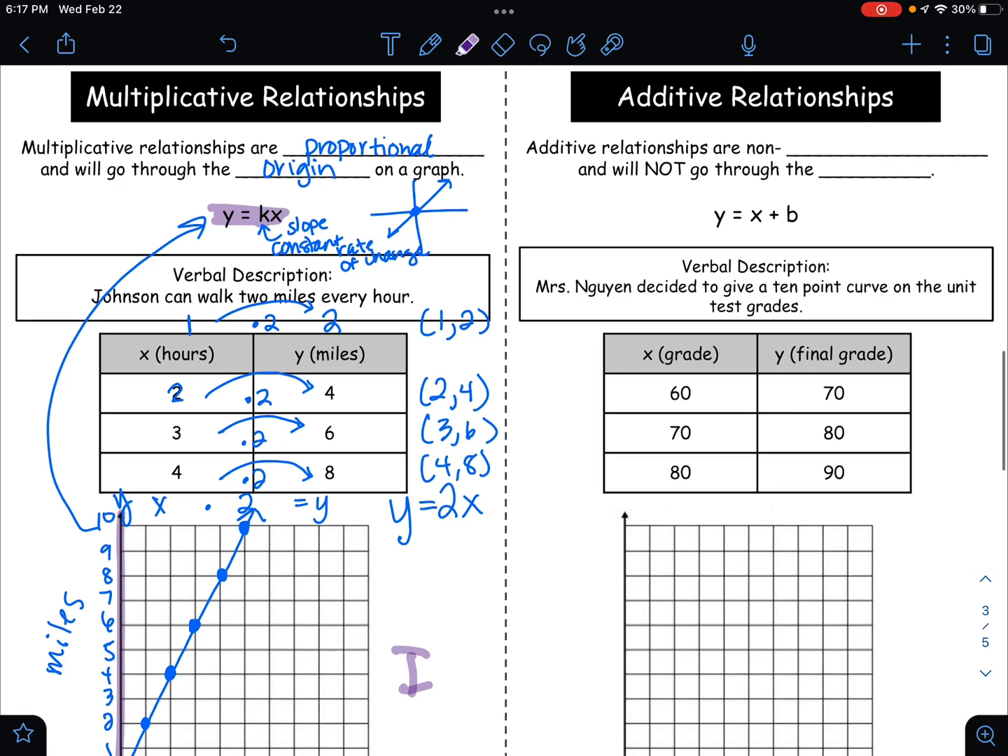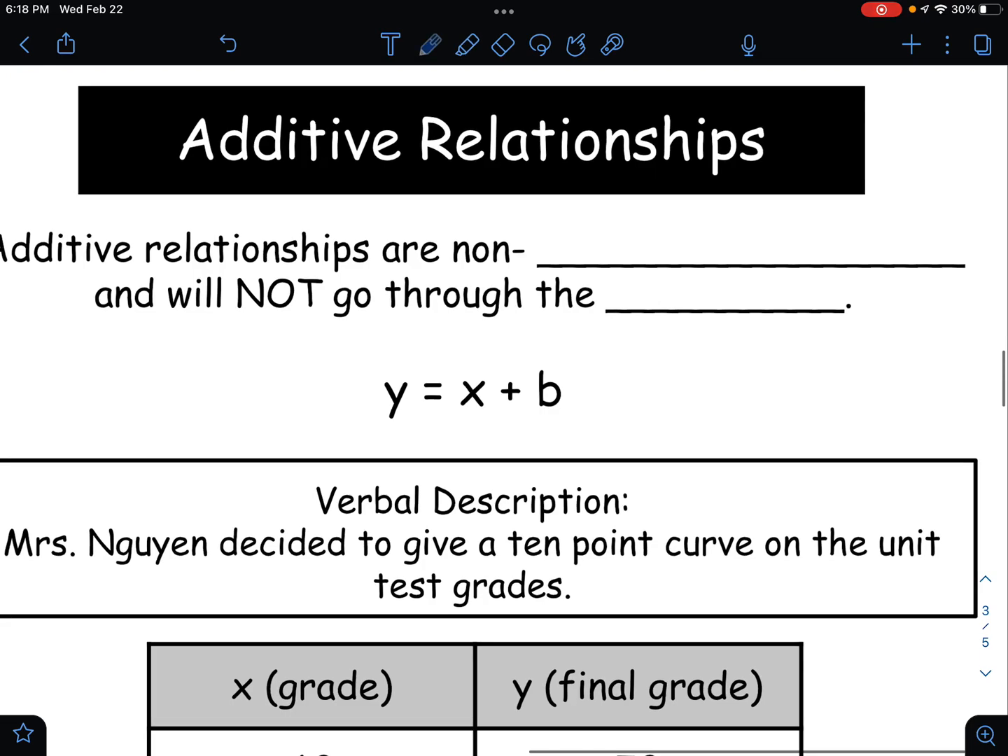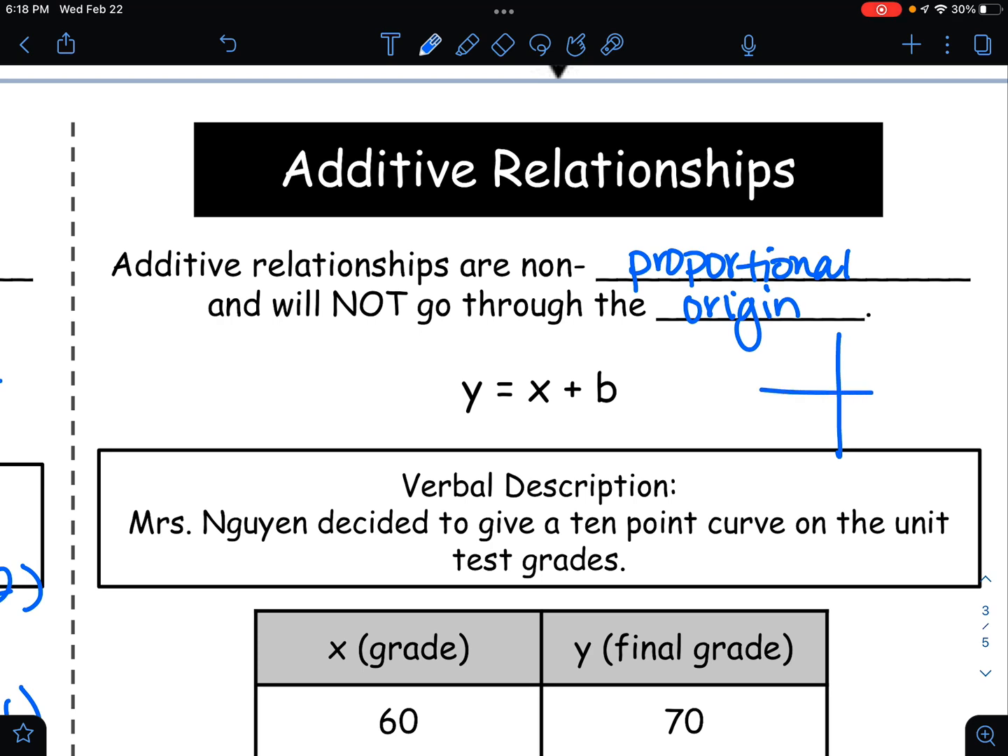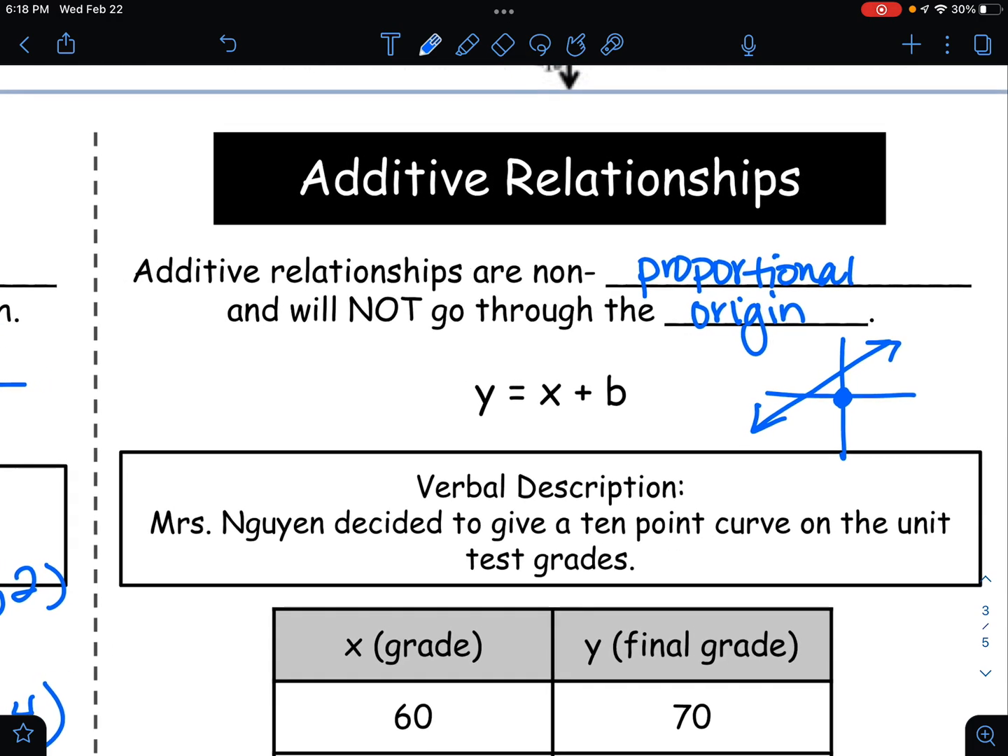Let's look at additive relationships. Additive relationships are non-proportional. I'm spelling that completely wrong. Proportional, sorry. And it will not go through the origin, okay? So if I have my graph here, it's not going to go through the origin. Remember, here's the origin. It's not going through it, so that's what makes it additive, okay?